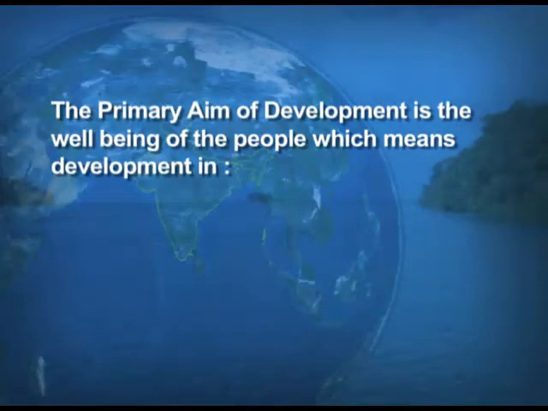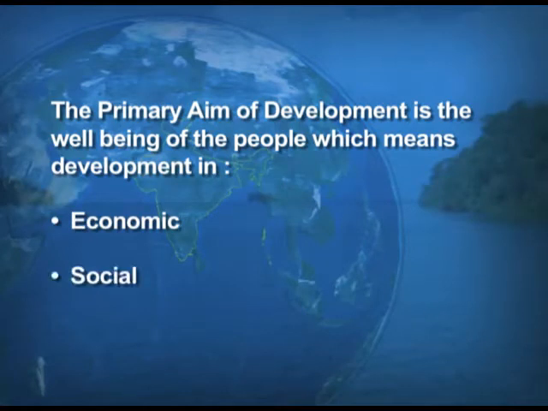The chapter I am going to take up today is for the students of class 12 from the book of Geography, India, People and Economy. The name of the chapter is Human Development. So, dear students, the question arises: what do we mean by the word development? And what is the aim of development? The primary aim of development is the well-being of the people, which means development in all three spheres, that is economic, social and cultural spheres.